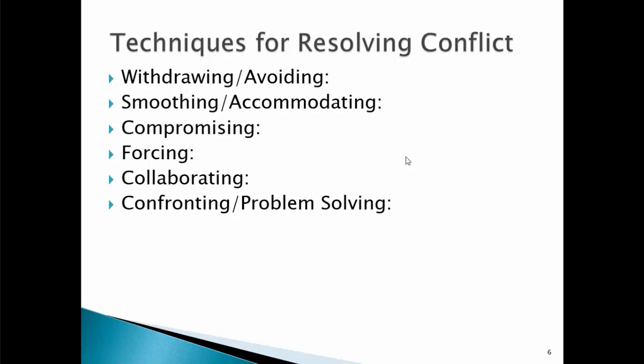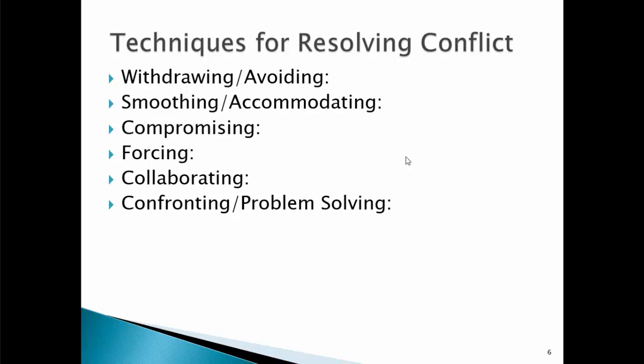Withdrawing and avoiding is one of the tools and techniques of resolving a conflict, which is in this case retreating from an actual or potential conflict situation. In addition, we can use the smoothing or accommodation technique, which is emphasizing areas of agreement rather than areas of difference.